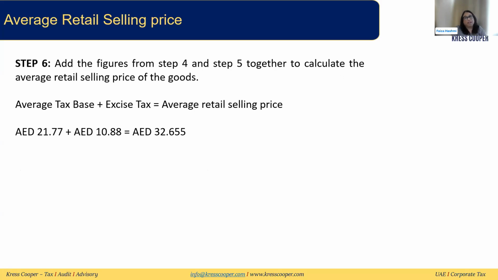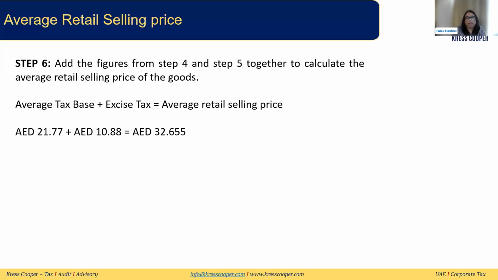Now this excise tax we will add to the tax base, and that will give you the average retail selling price. So the 2177, which was the average tax base, is added to the excise duty that we calculated in the previous step, step 5, of 10.88. We add them together to give us the average retail selling price.